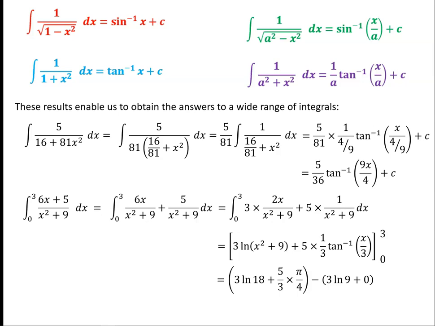So as a final answer, we've got 3 logarithm 18, take away 3 logarithm of 9, which simplifies to 3 logarithm of 2, plus 5 pi divided by 12.